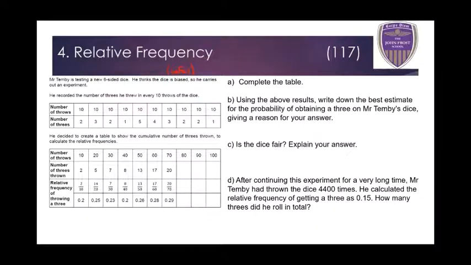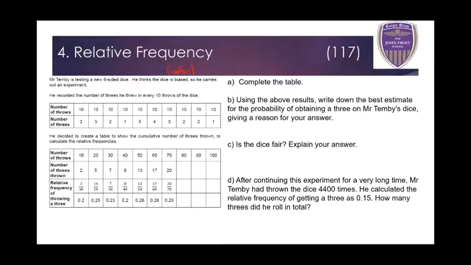And so we can see his number of throws is increasing because it's cumulative. The number of threes he gets is increasing because we're adding up all the threes. And the relative frequency is not necessarily increasing or decreasing, because it's the number of threes thrown divided by the number of throws above each relative frequency. So we do 2 divided by 10, 5 divided by 20, and so on and so forth. Okay, so first question, we need to complete the table. First, we're given the cumulative number of throws, so he keeps adding 10 every time.